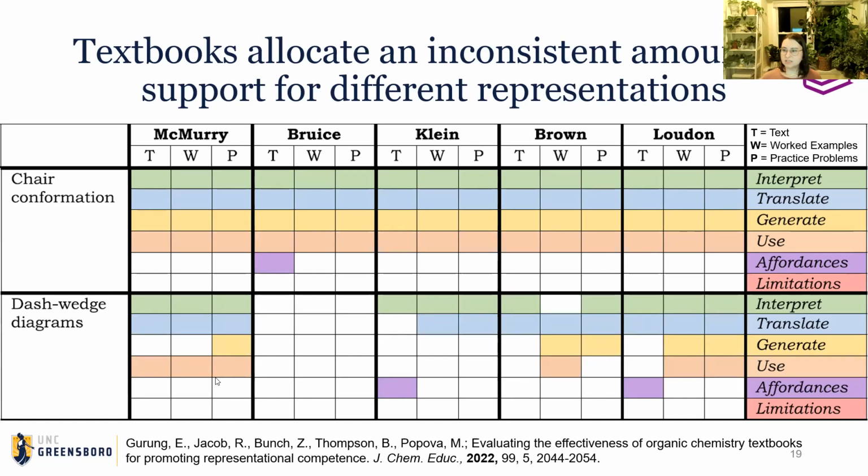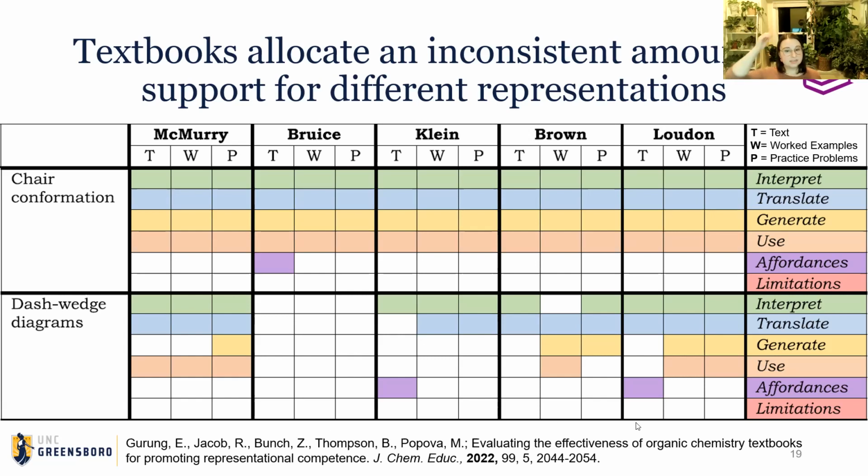Some textbooks provide more support for this representation, like McMurry and Loudon. There's way more support across the different components of the book. We see the Bruice column completely empty. Why? Well, because dash-wedge diagrams appear in Bruice, and they immediately start using them without even explaining what the dashes and wedges mean. There's not even one sentence to pause and interpret what the dashes and wedges mean before we start using them. They just use them in chapter 1. So maybe there's an assumption that students should know this from general chemistry.